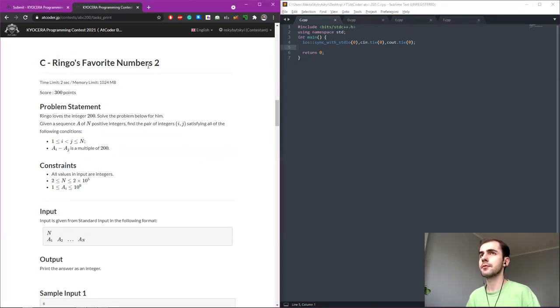like even really high levels. Okay, problems here. Ringo's Favorite Numbers 2. So there was the first version of that problem, which we did not solve. So we have a little disadvantage of not knowing the original legend. So Ringo loves the integer 200. We want to help him solve the problem. Given a sequence A of n positive integers, we want to find the pair of integers i, j, which are indices apparently, and the difference is a multiple of 200.